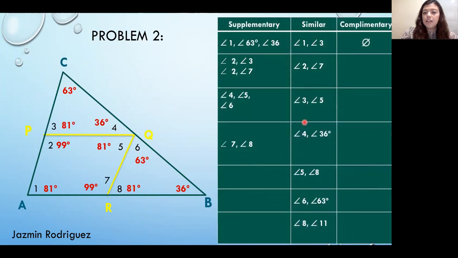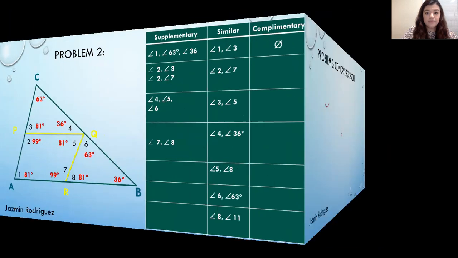And then once again, we have created our chart to represent everything that we just talked about, showing our supplementary angles, our similar angles, and our complementary angles. And once again, why do we not have complementary angles in this figure? That's because we don't have any two angles who add up to be 90 degrees in this figure.